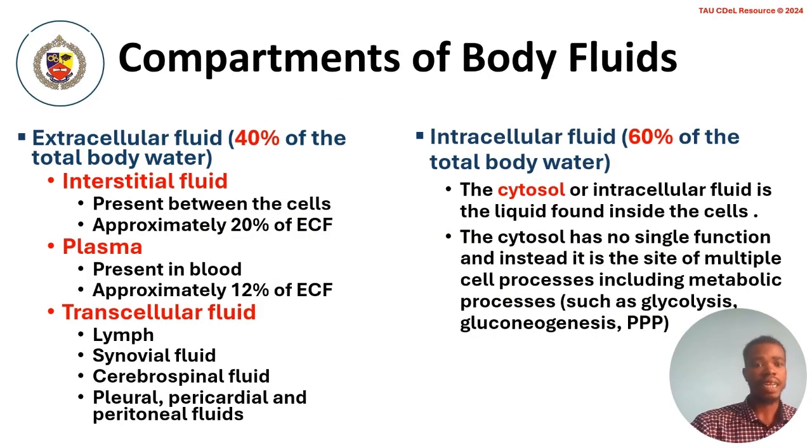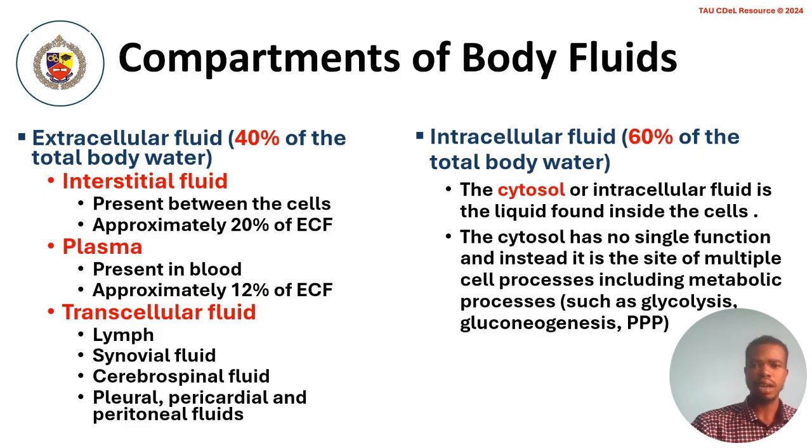Now, the extracellular fluid, as I said earlier, is taking about 40% or 45%. It's divided into three. We have the interstitial fluid, which is the fluid present between the cells, approximately 20% of the extracellular fluid. Then we have the plasma, which is present in the blood, approximately 12%. And we have the transcellular fluid, which contains the synovial fluid, the cerebrospinal fluid, and the lymph.